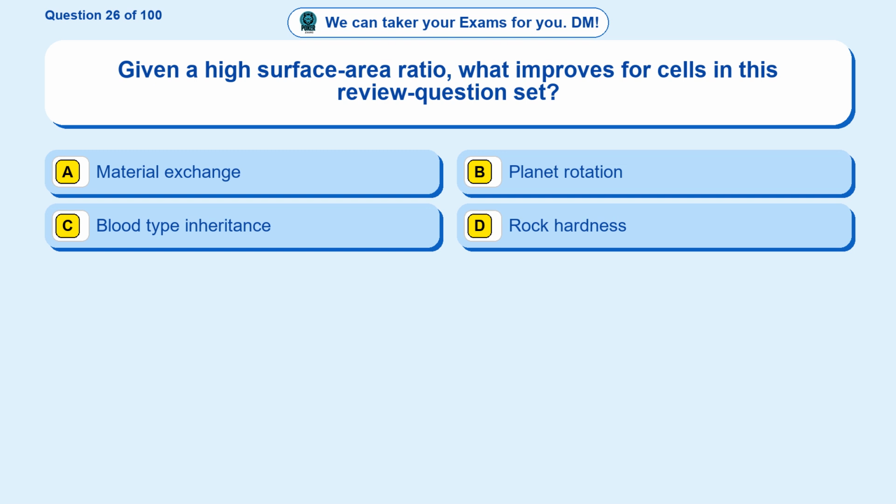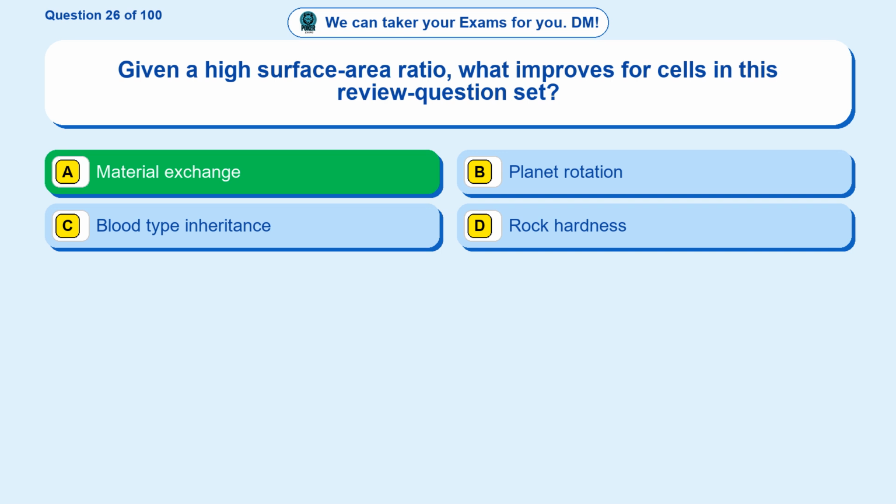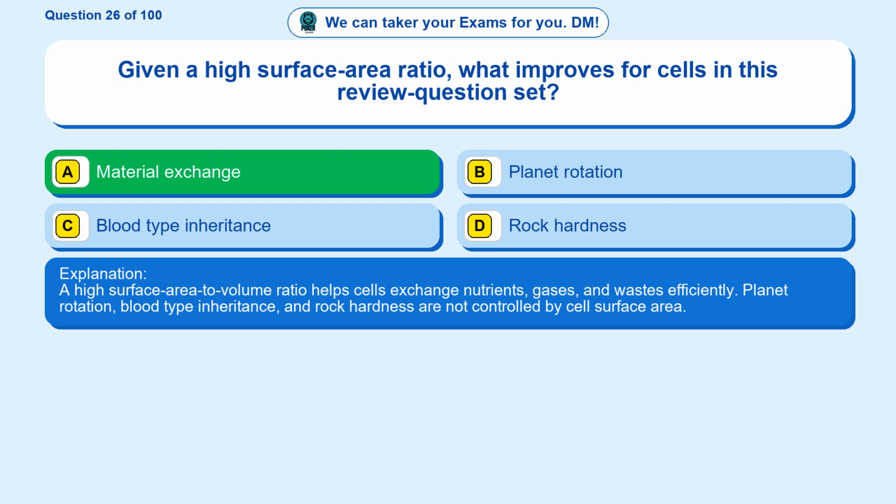Question 26. Given a high surface area ratio, what improves for cells in this review question set? Option A, material exchange. Option B, planet rotation. Option C, blood type inheritance. Option D, rock hardness. The correct answer is option A, material exchange. A high surface area to volume ratio helps cells exchange nutrients, gases, and wastes efficiently. Planet rotation, blood type inheritance, and rock hardness are not controlled by cell surface area.